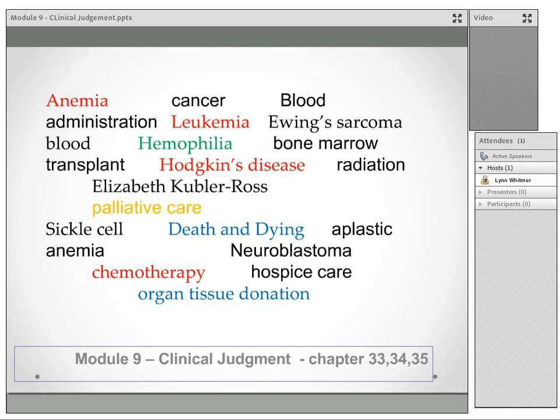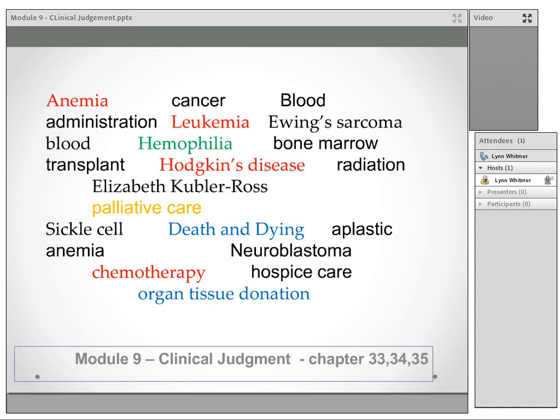Our concept again is clinical judgment. The chapters we're going to cover are chapter 33, 34, and 35. Please note the titles of the chapters: care of the child with a hematological condition, care of the child with cancer, and then of course death and dying. This is how we will end our quarter.